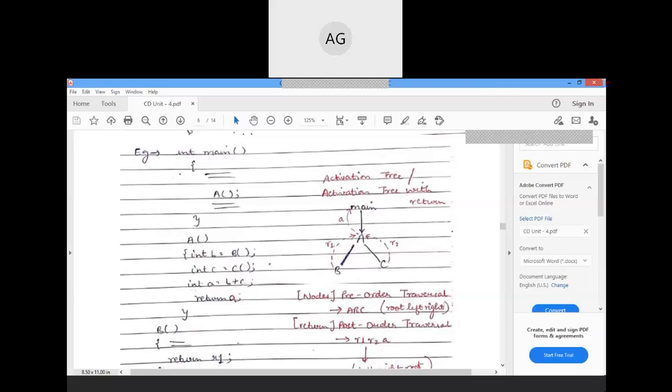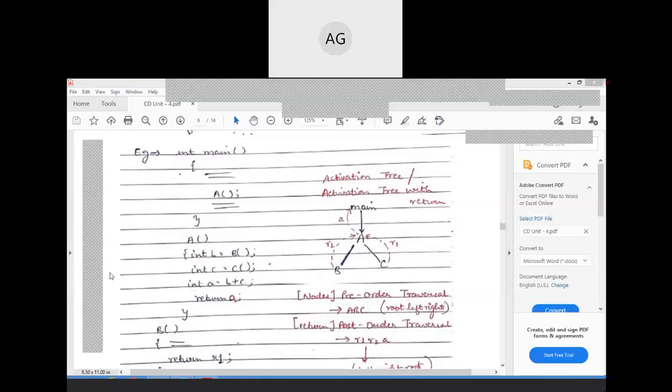As you can see, according to the program, the B function and the C function are already part of the A function. So it means the value of the A function is dependent on the B function and the C function. Unless and until we get the values of the B function and the C function, we are not going to calculate the value of the A function. So we are going to draw the tree of this program, which is known as the activation tree.